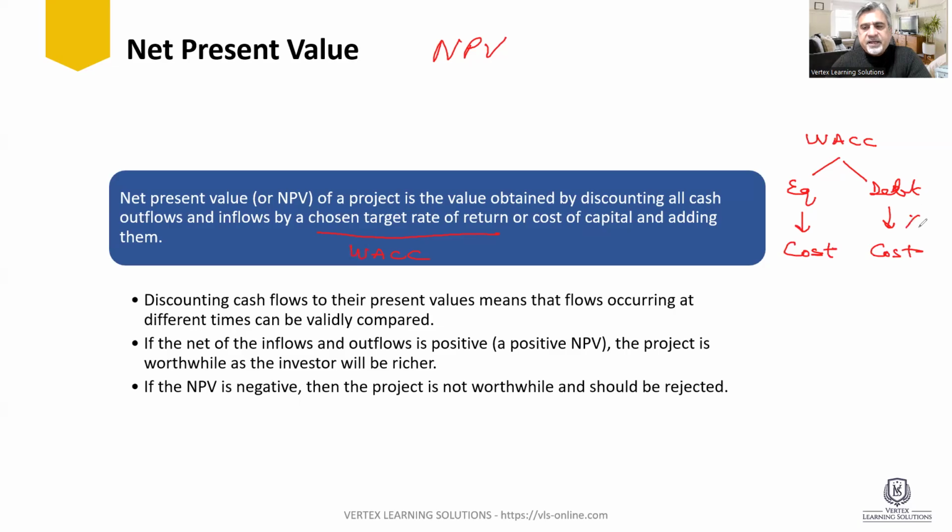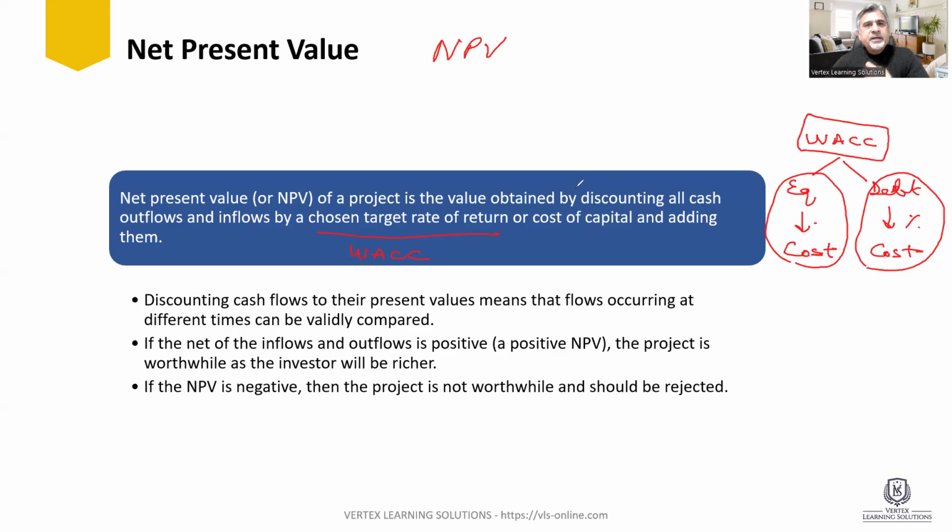This is a fixed percentage, the rate of return, and this is called cost of equity. And this is called cost of debt. The average of equity and debt, because you will have some equity and some debt, is called weighted average cost of capital.